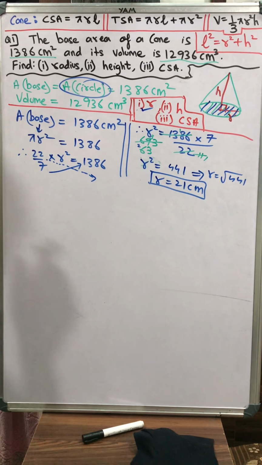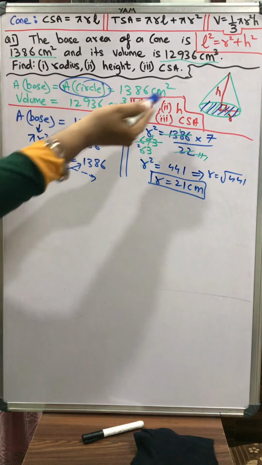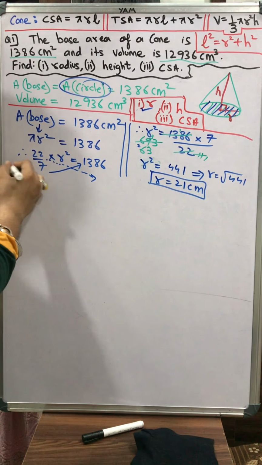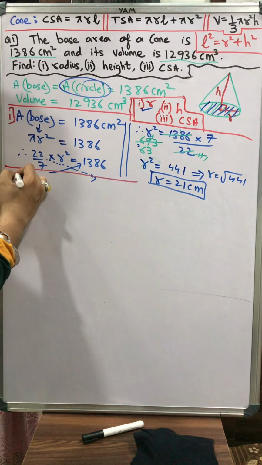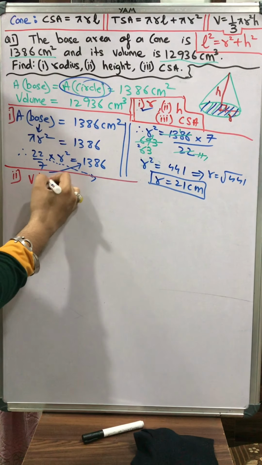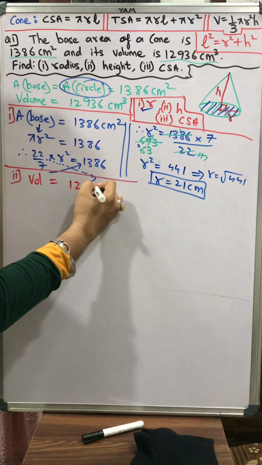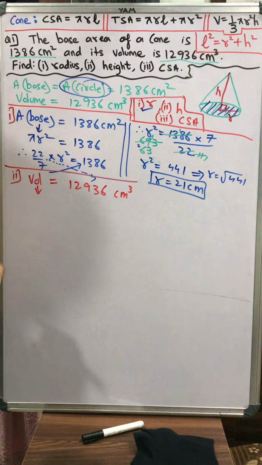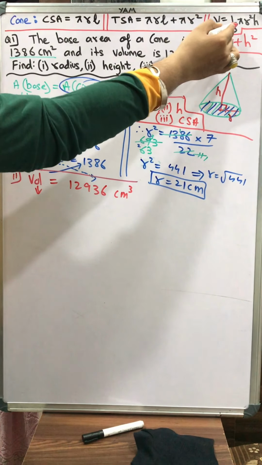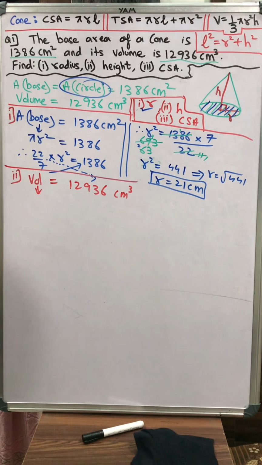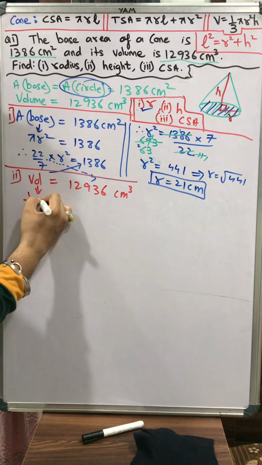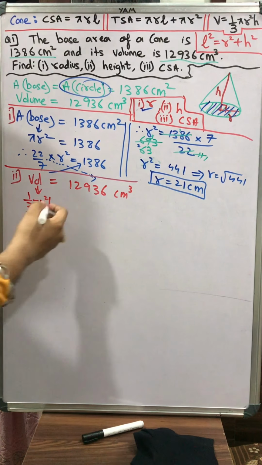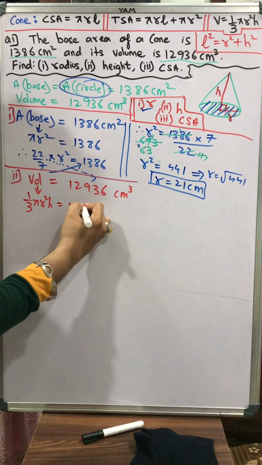So up till now, students, we have utilized our first given, area of base, area of circle. Now it's very obvious that we'll use the second given. The second thing over here. Okay, let's start with the second part. This was our first part. Now starting with our second part, volume. Volume is given to us as 12936 centimeter cube. Can I apply the formula of volume of the cone? Yes, volume of the cone is what? 1 upon 3 pi r square h. This is our formula. So let's apply 1 upon 3 pi r square h. I just wrote it as it is. Now is equal to, here it's 12936.